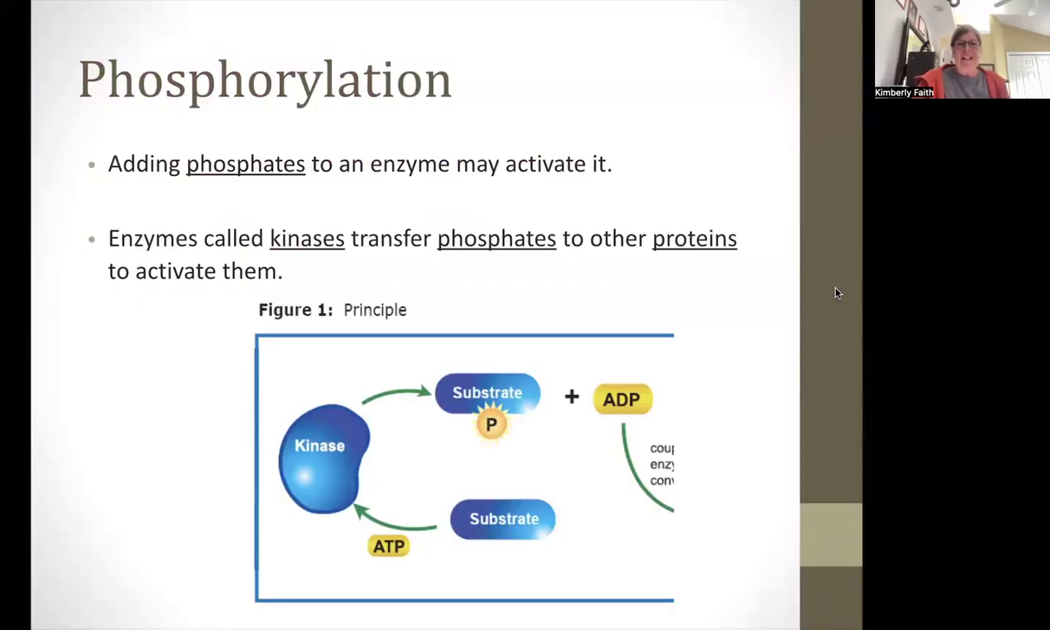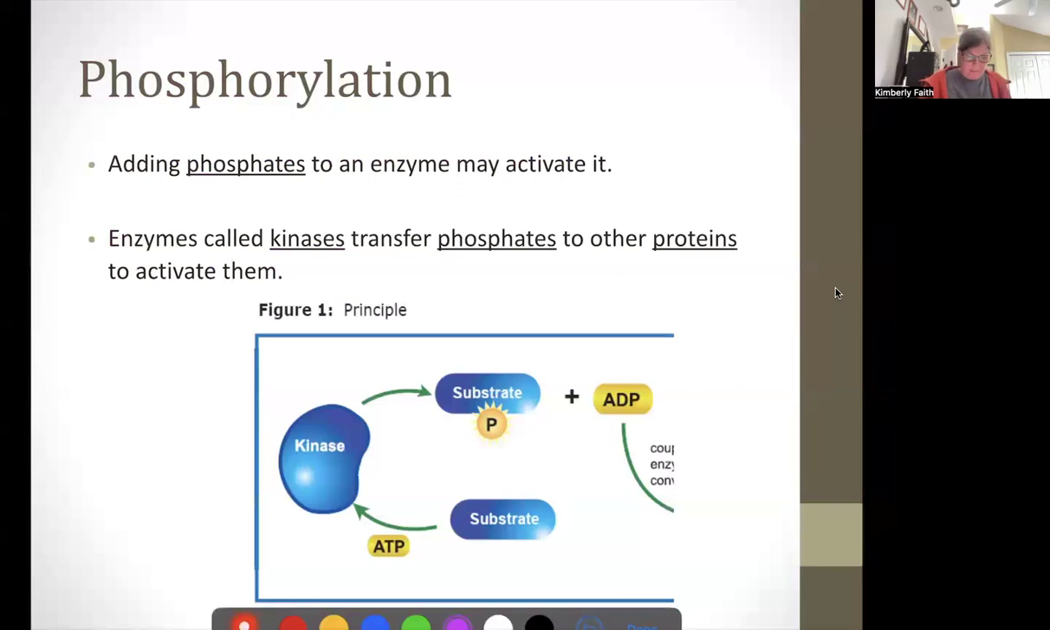When we add a phosphate to another molecule, it's called phosphorylation. We phosphorylated it. Enzymes called kinases specifically are going to transfer those phosphates to other proteins, and often it activates them. It's kind of like an on switch.